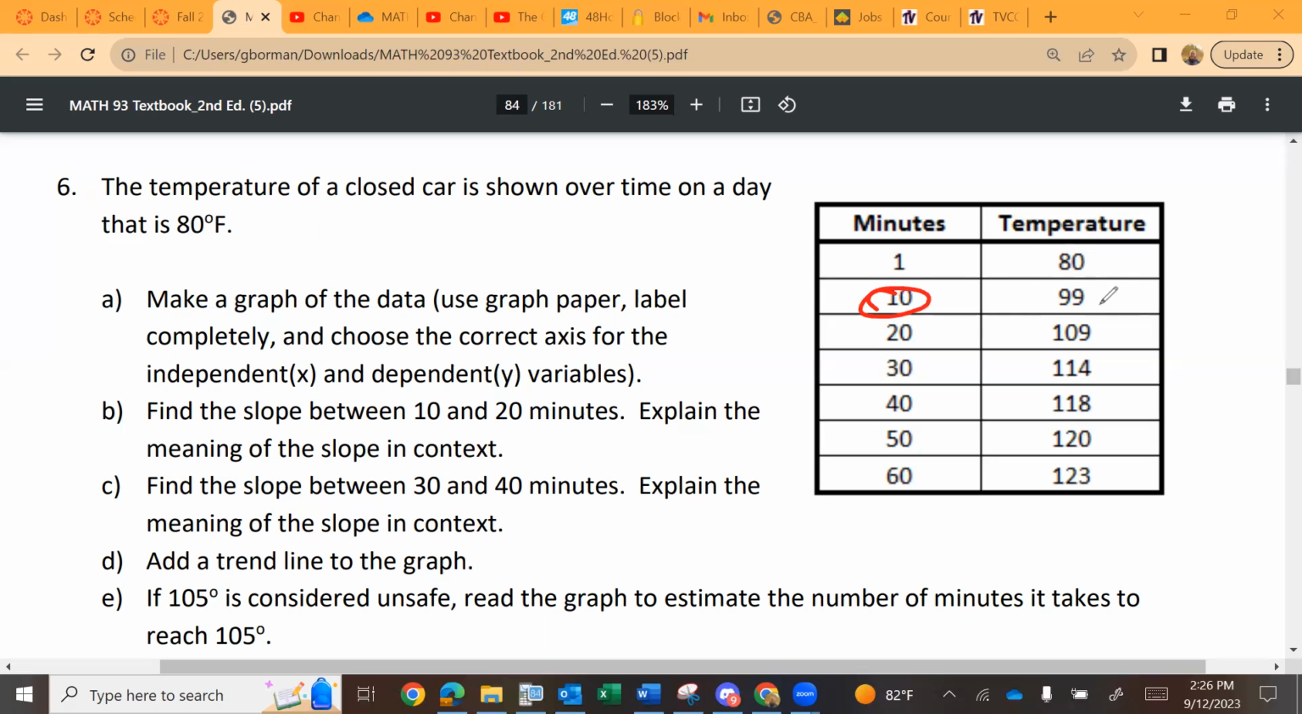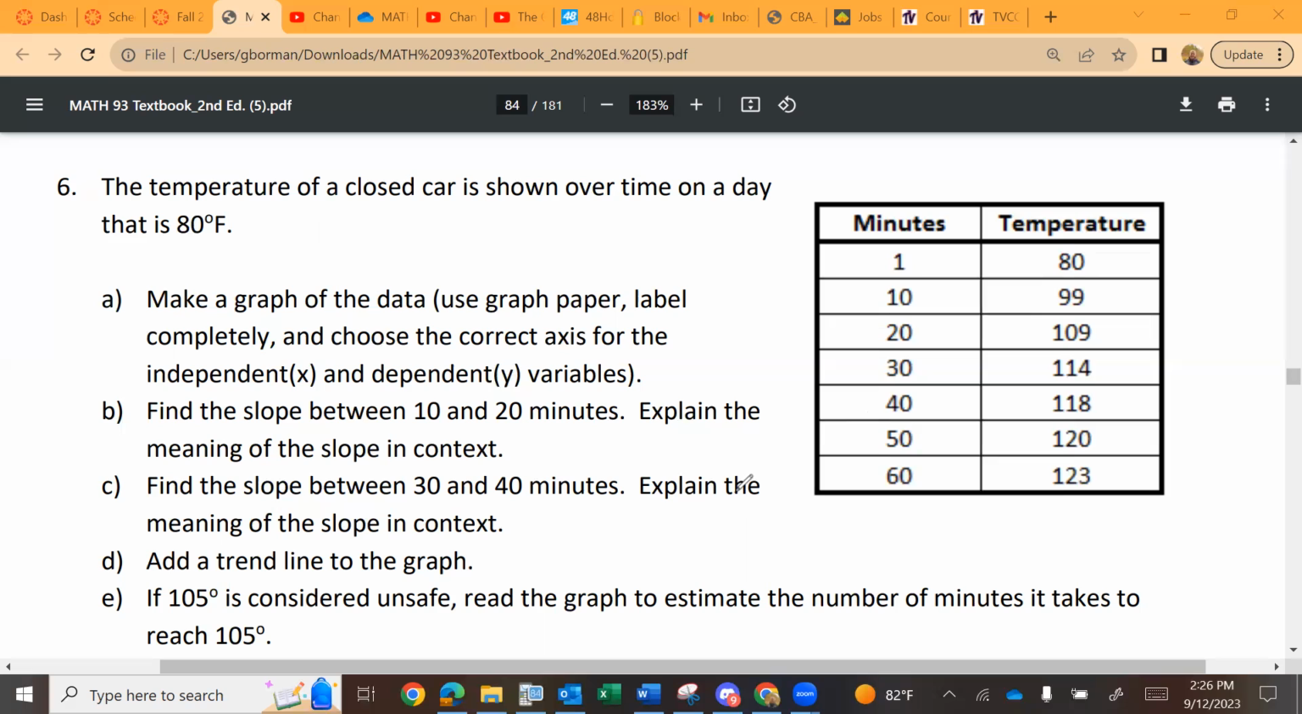After 10 minutes of leaving the car alone, it's up to 99. So the first 10 minutes, it cranks up. And I think we've all experienced that. After an hour, it's 123 degrees in there. Yeah, you could handle that, but not for too long, and especially not without a bit of water. Okay, so that's kind of what's going on. So make a graph of the data, and blah blah blah. Choose axes. Okay, so let's get to it.